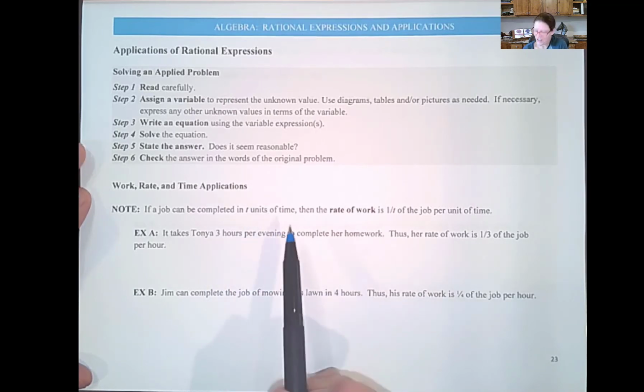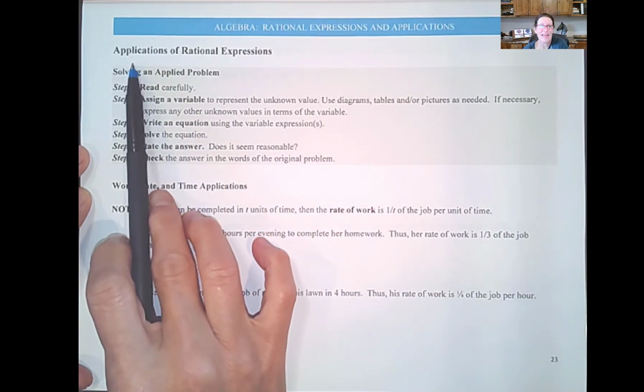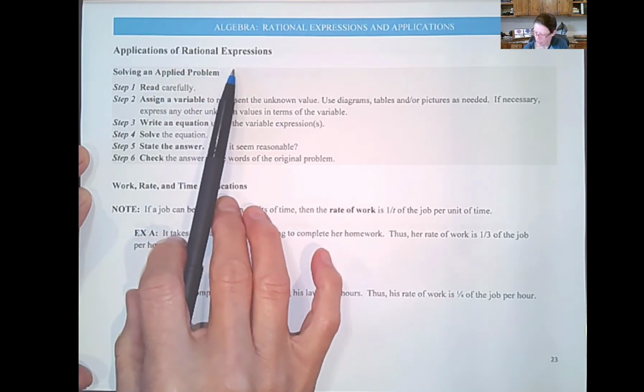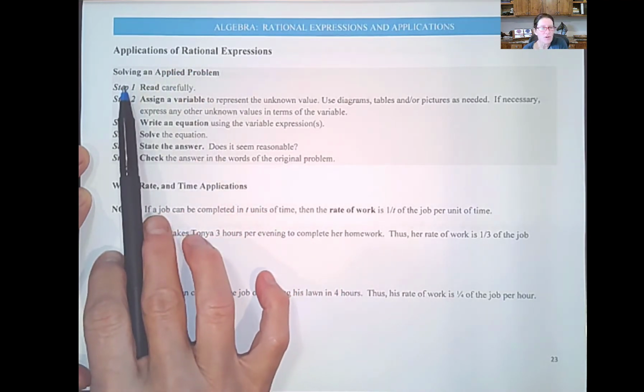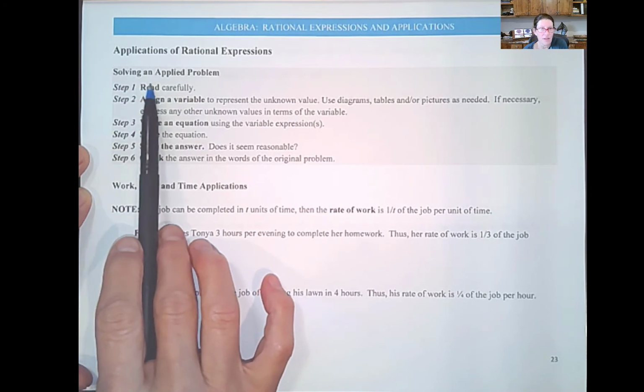Hello, this is Callie Daniels, and in this video we will look at applications of rational expressions. Well, remember our six-step process for solving an applied problem.